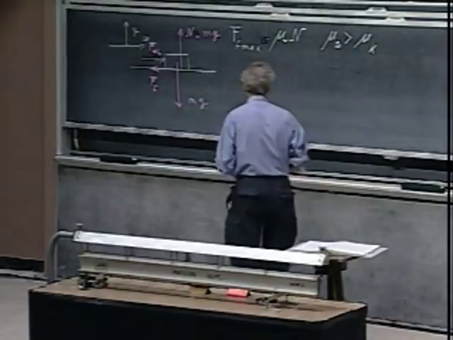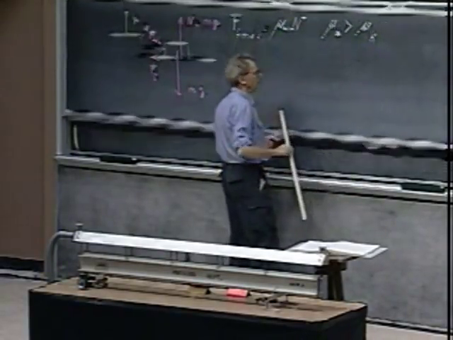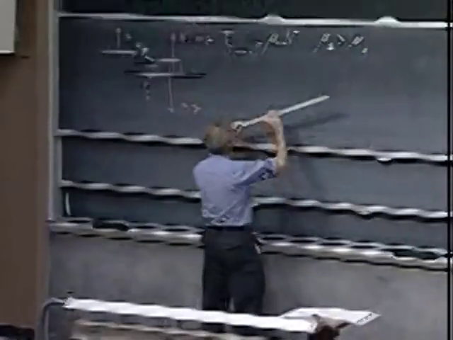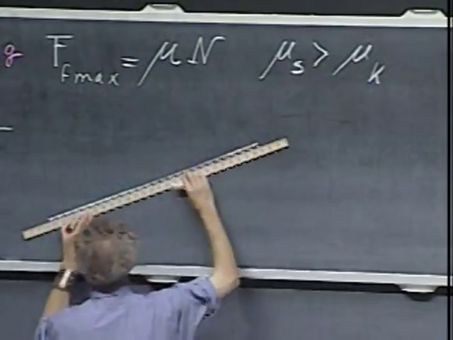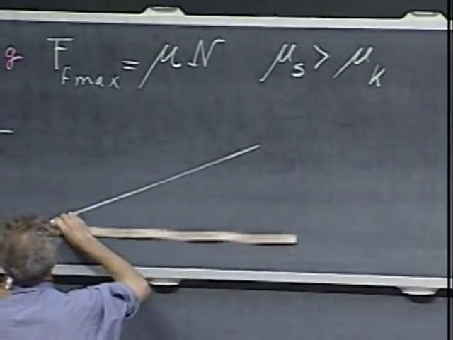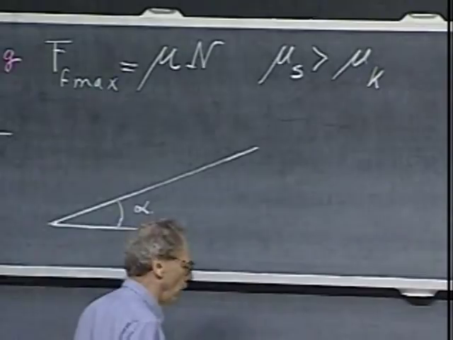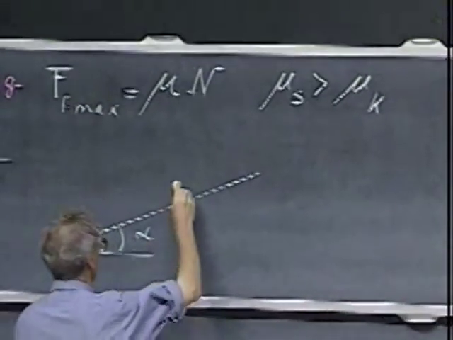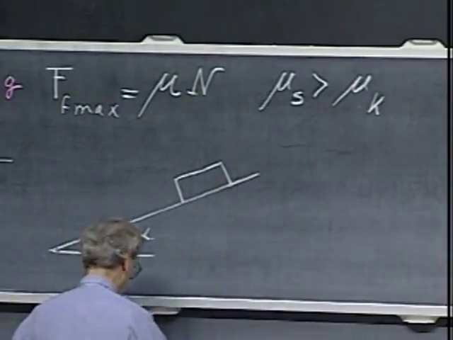It is fairly easy to measure a friction coefficient by putting an object on an incline and by changing the angle of the incline, increasing it, this is the angle alpha, you increase it to the point that the object starts to slide down. Here is the object.